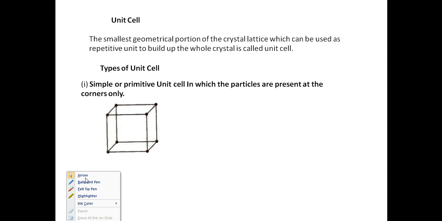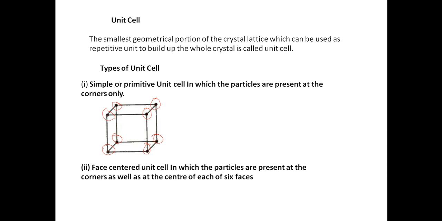First of all, we will discuss the simple or primitive unit cell, in which the particles are present at the corners only. Here we can see the unit cell which is primitive type. In this primitive type of unit cell, the atoms are present at the corners. There are 8 corners and atoms are present at the corners only. So this is a primitive type of unit cell, or we can say it is a simple unit cell.